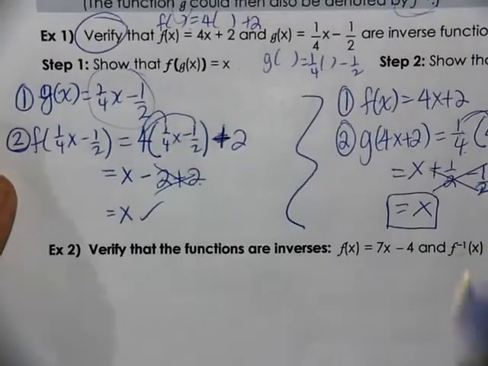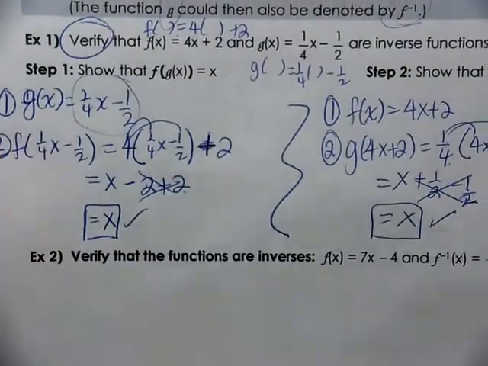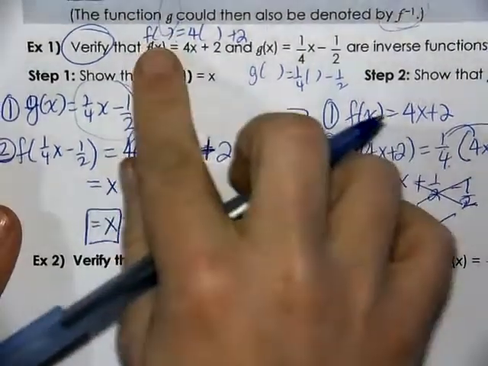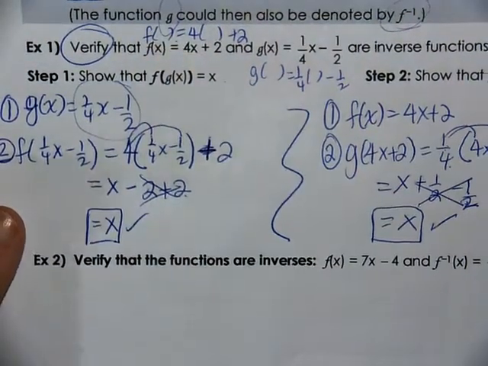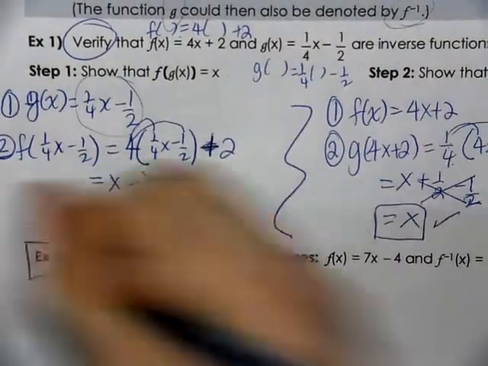So because both ended up being x, I have verified that these two functions, f of x and g of x, are indeed inverses of each other. They are inverse functions.